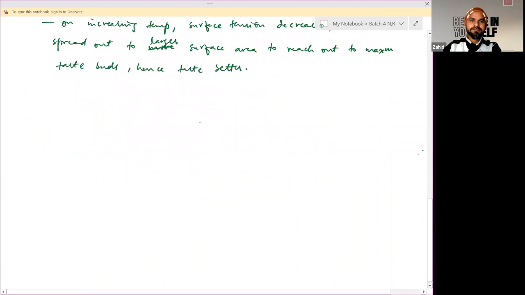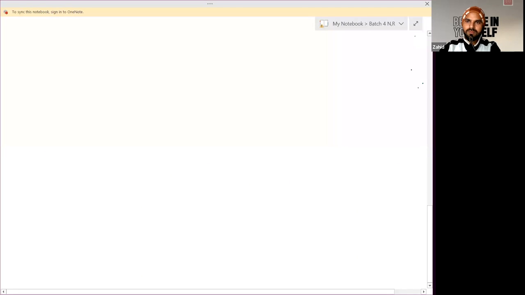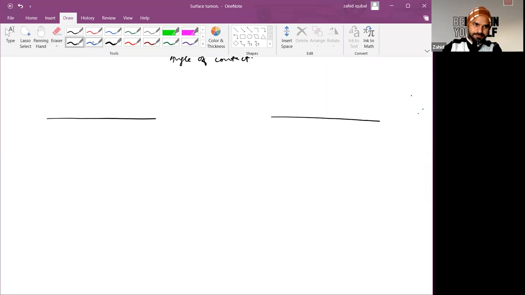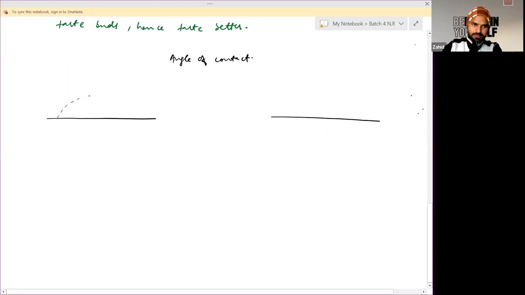Now, next term is angle of contact. Suppose if water is dropped on a surface and mercury is dropped on the same surface. So the shape of these two liquids on that surface will be like, in case of water, it may acquire this shape. But in case of mercury, shape will be like this.